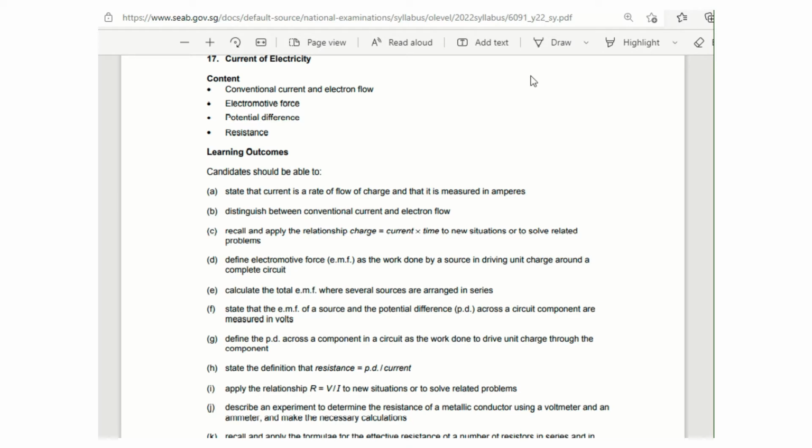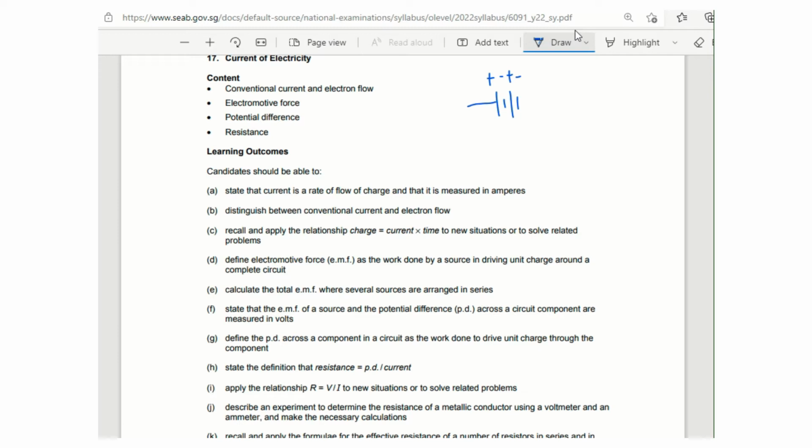So let me give you an example. This is a battery. Okay, let me draw this again. So this is a battery. The longer end of the battery is the positive terminal and the shorter end is the negative terminal.